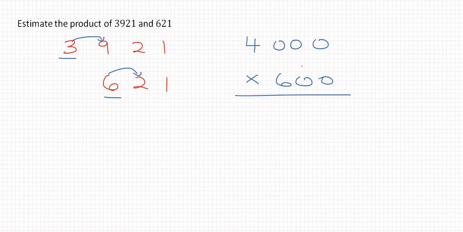And now we can multiply. Count the number of zeros. 1, 2, 3, 4, 5. 4 multiplied by 6, we have 24. So that is the estimate of the product.